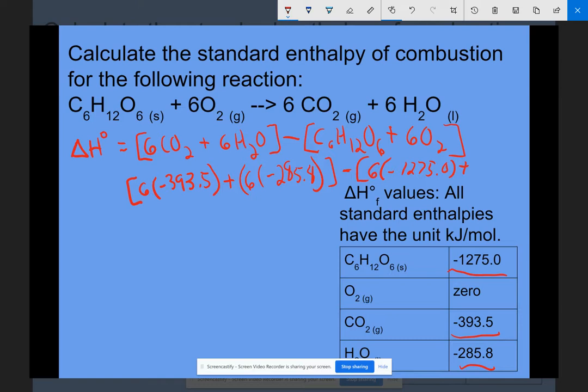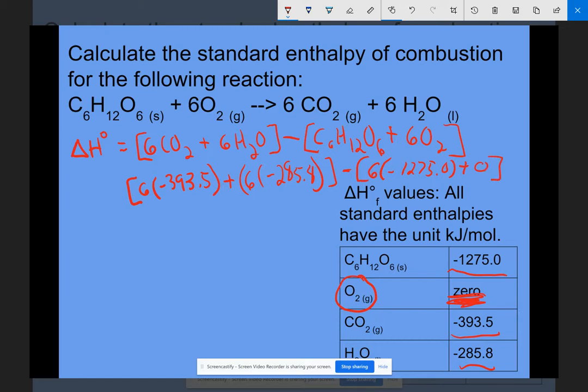Plus, and here's the only trick to this: it said anything in its standard state. So anything that's an element or a diatomic element, because oxygen is always going to be paired with another oxygen, an element by itself or a diatomic element is 0. Essentially, we're saying there's no bonds to be broken there. We're not going to break up that O2. There's no real energy associated with it because it does it on its own. So plus 0 in there.